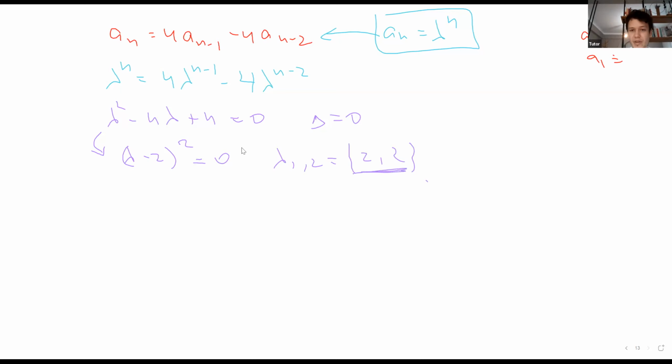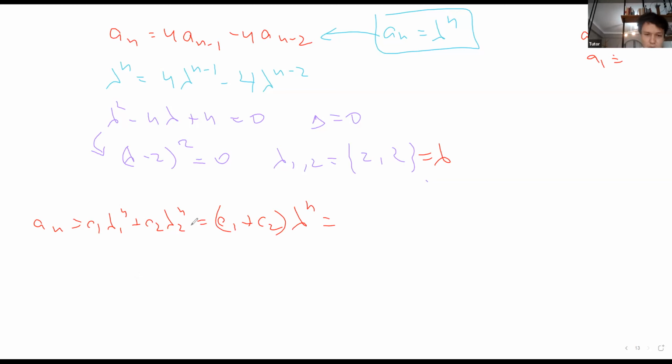Okay, so this is very problematic here, because what would be my solution? If you wanted to compute my a_n, normally I would write that a_n is equal to c1 lambda 1 to the n plus c2 lambda 2 to the n. But both are the same lambda, so what I get is c1 plus c2 times lambda to the n. Let's call c1 plus c2 some constant c, so it's c lambda to the n. You see there is only one degree of freedom. So a_n has to be c times 2 to the power n.